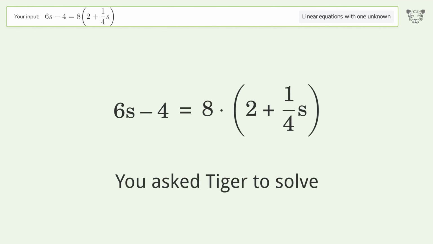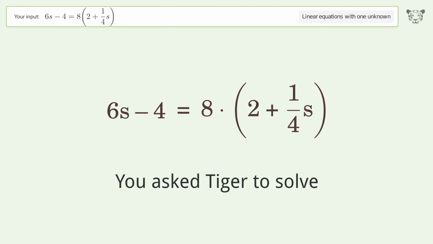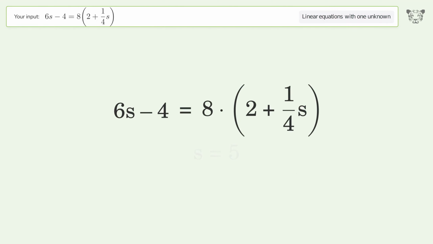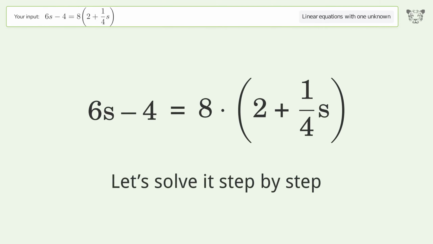You ask Tiger to solve. This deals with linear equations with one unknown. The final result is s equals 5. Let's solve it step by step.